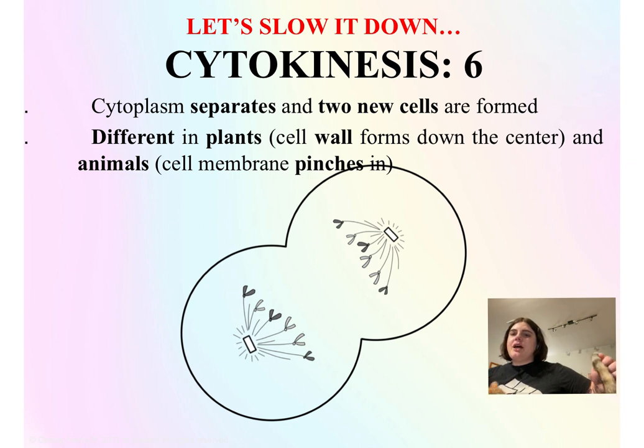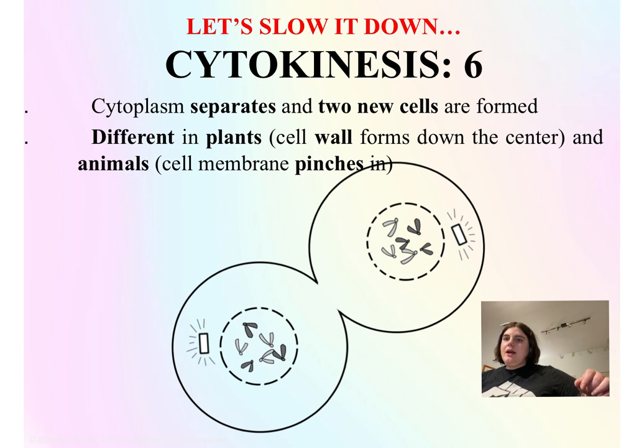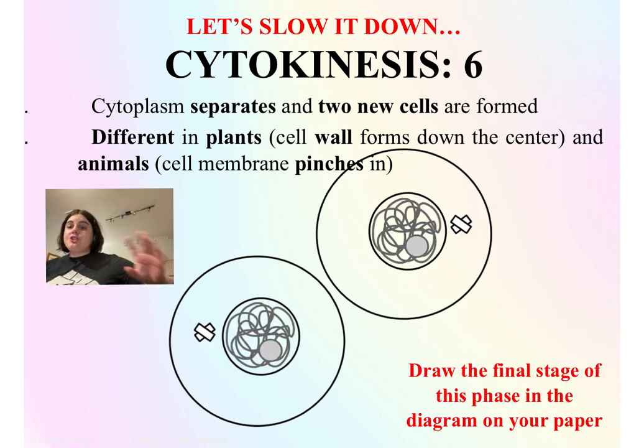Cytokinesis is our last stage. Our cytoplasm separates and 2 new cells are formed. This is a little different in plants because the cell wall forms down the middle, and in animals, the cell membrane pinches in. We have 2 official new cells, with the chromatin in the nucleus and all that fun stuff. Make sure to sketch this final stage in your notes.